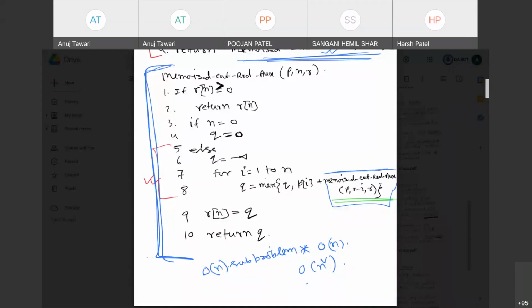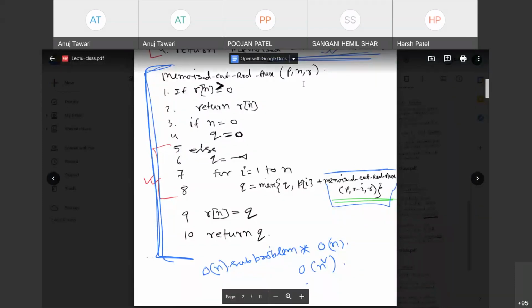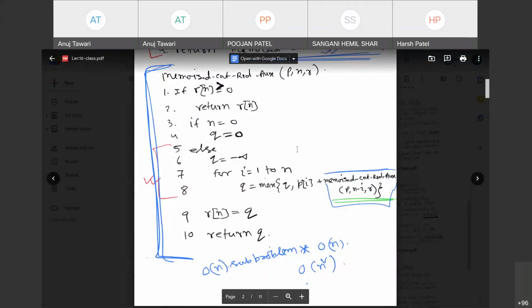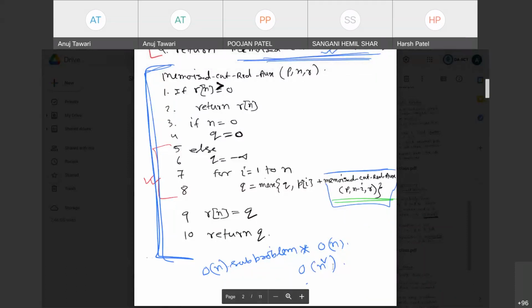So this is a nice approach. Notice, why do we call this top down? It's because we started from the top. We wanted to compute Rn, and then we kept on reducing this value, using the solution of Rn minus i to compute Rn. So we start from the top and keep on reducing this value to get a better running time algorithm.